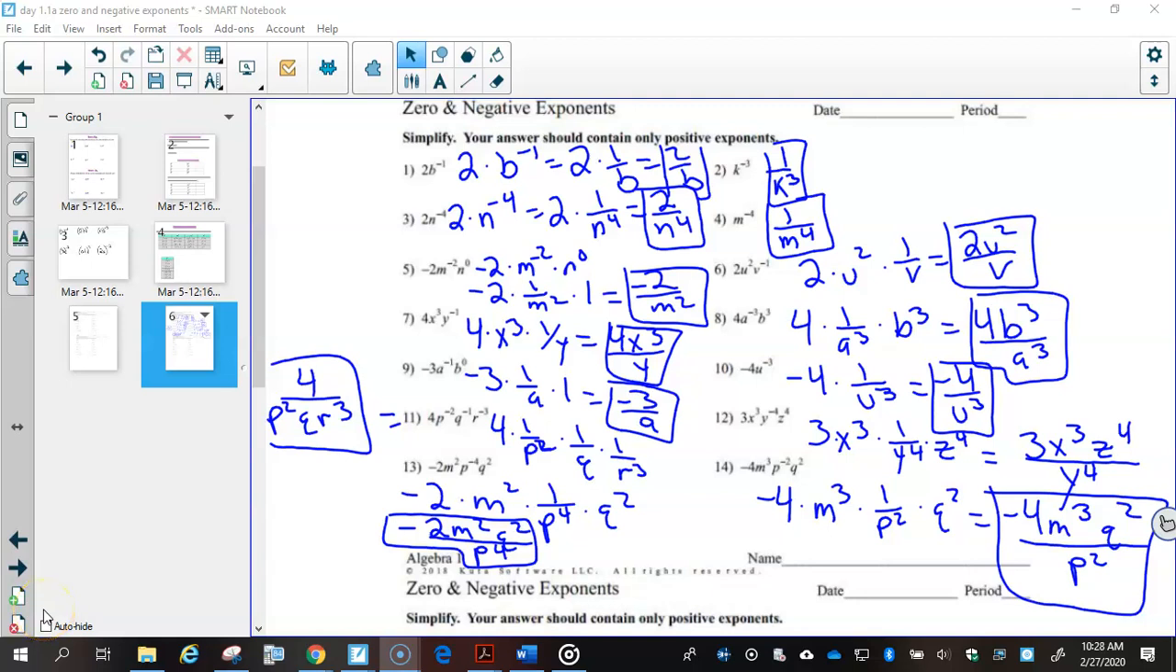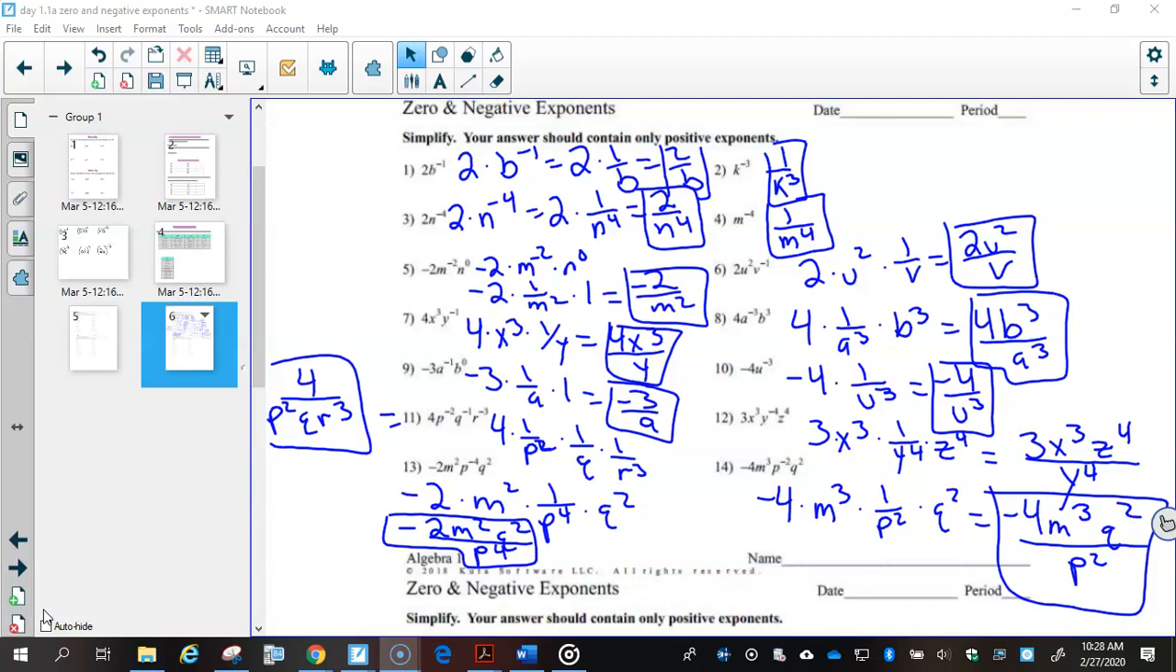Better to read, but I'll read them. Number 1 was 2 over b. 2 was 1 over k to the third power. 3 was 2 over n to the fourth. 4 was 1 over m to the fourth. 5 was negative 2 over m squared. 6 was 2u squared over v. 7 was 4x cubed over y. 8 was 4b to the third over a to the third.